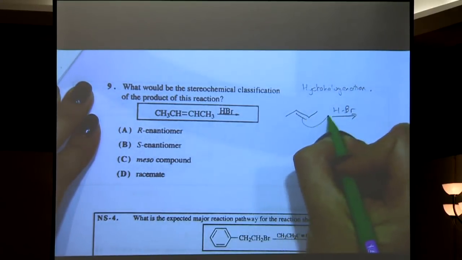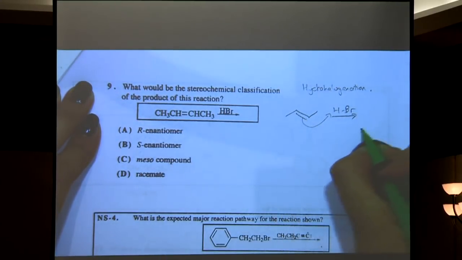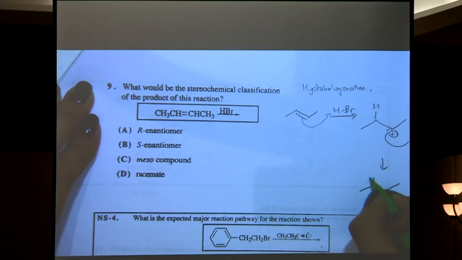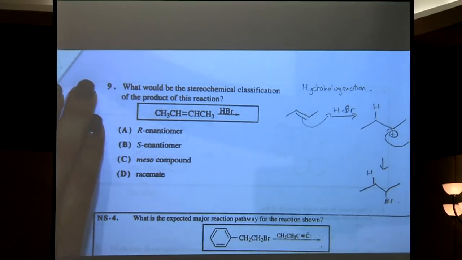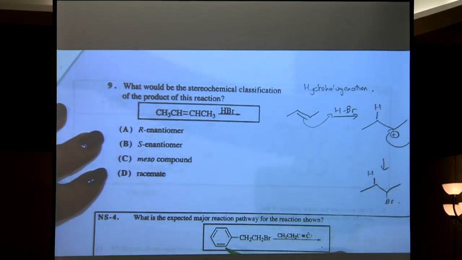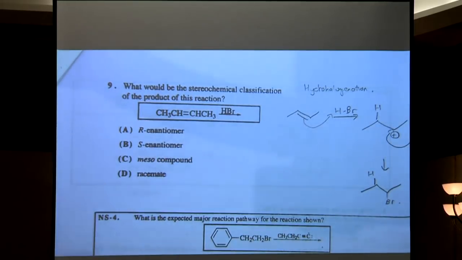So the double bond is going to go ahead and take up that hydrogen, form a carbocation, and then Br adds right there. So that's pretty much what's happening, okay? And then the question is, what is the stereochemical classification of it? So when we have hydrohalogenation, are we adding the two groups on the same side, or are they going to be anti to each other? Or both?